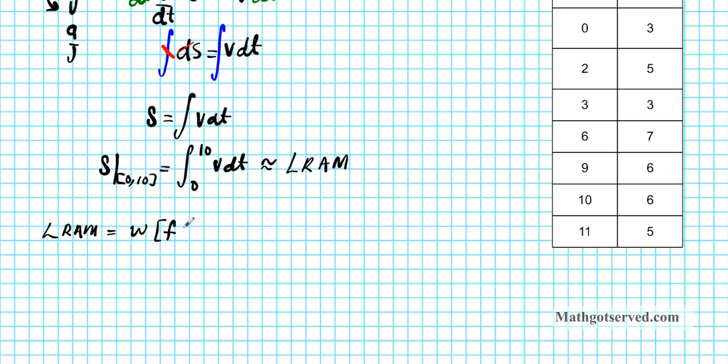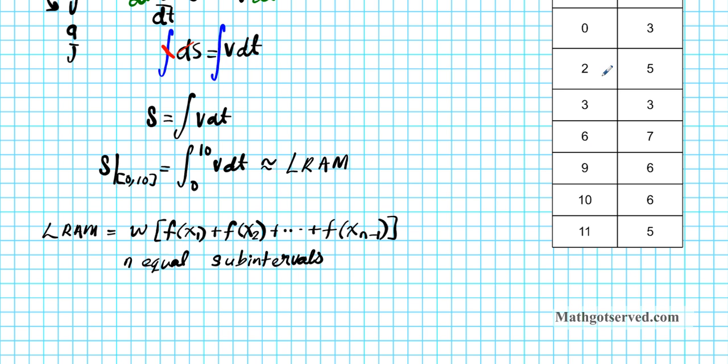Okay, so it's going to look something like this. The width times f of x1 plus f of x2 all the way to the x value before the right endpoint, which we can indicate with x sub n minus 1. Okay? Now you have to be really careful to note that this formula is for n equal subintervals. All right, n equal subintervals.